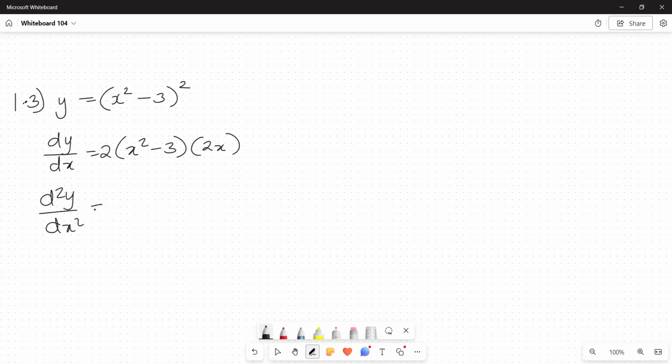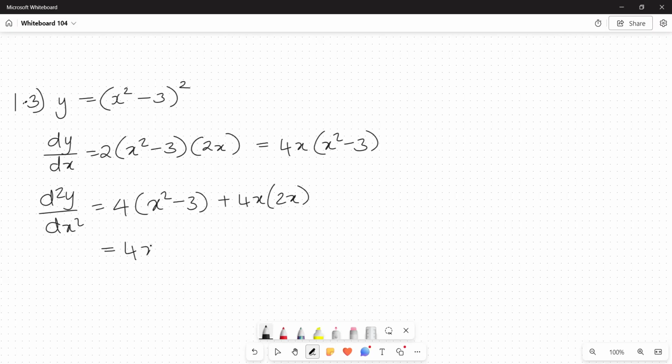d2y dx2. This, I just simplified a little bit, 4x, and then this is x squared minus 3. So the derivative of 4x is 4. Multiply that by x squared minus 3. And then you have 4x. The derivative of x squared is 2x. So we have 4x squared minus 12 plus 8x squared. This leaves us with 12x squared minus 12. Okay.